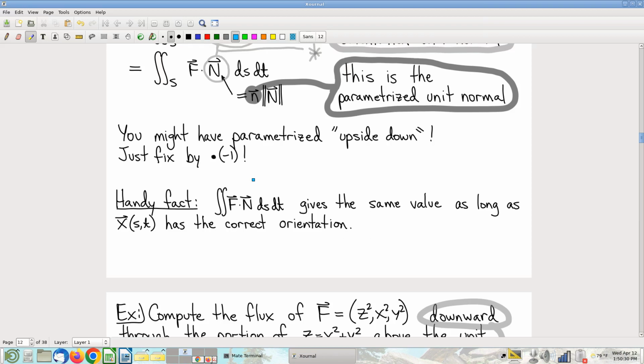How do you decide? How do you realize whether you've parameterized it upside down? And if you have parameterized it upside down, what do you do about that? Do you have to re-parameterize, start all over? Conveniently, you don't have to start all over. If you've parameterized it upside down, realize that means every term in your integral is off by a factor of -1, which means your answer is off by a factor of -1. Just fix it by putting an extra -1 factor in there in recognition of where this mistake is made.